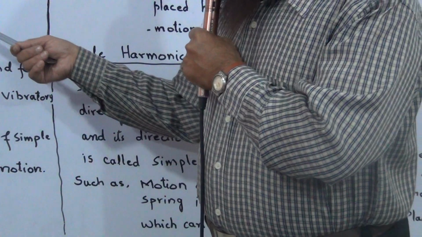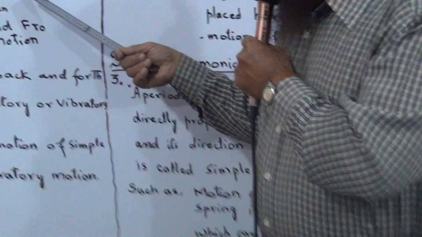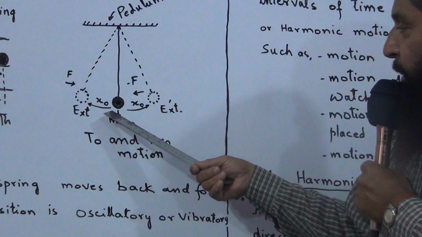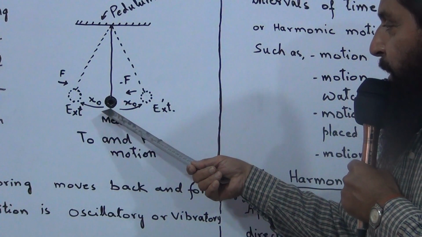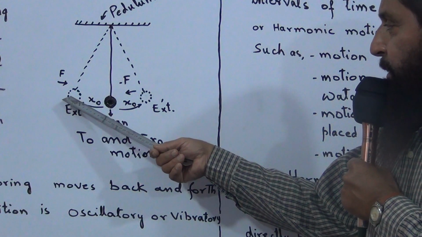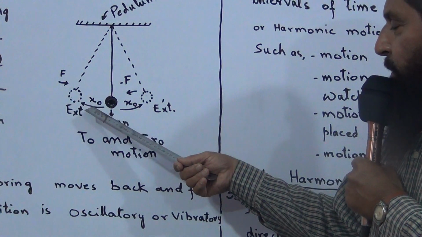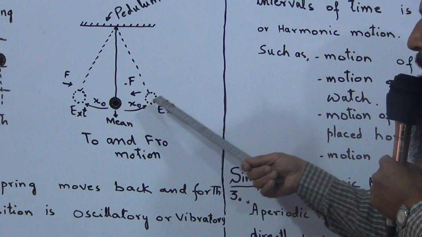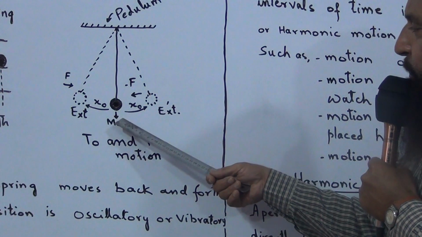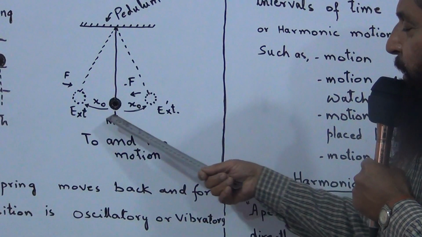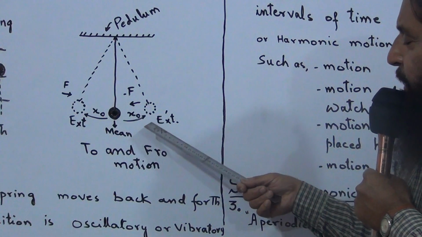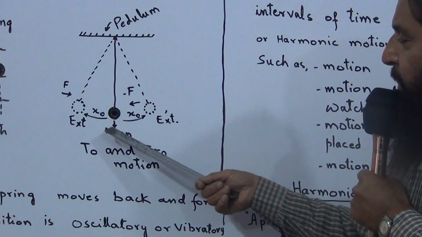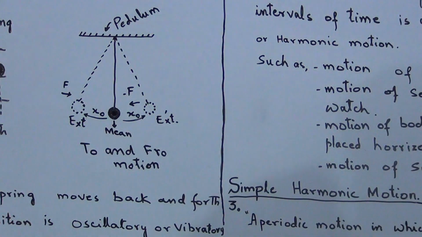What is displacement? The distance from the mean position of the vibrating body is called displacement. Now this is the mean position. When it comes here, its displacement is x naught. When this body comes to the right, it is also displacement. The distance between the mean position and the point at the extreme position is called displacement.